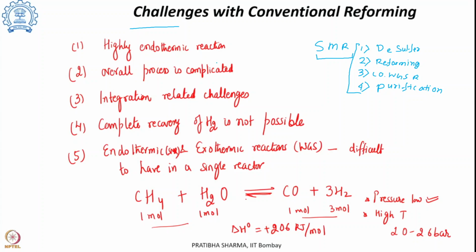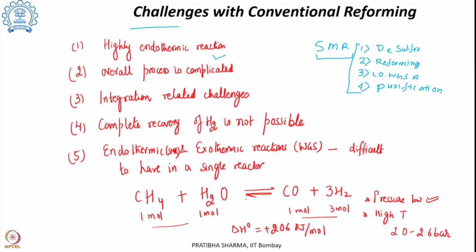Why are we going to study the conventional process, and why are we going to modify this sort of conventional reforming process? It obviously has some challenges, and those are the challenges we are addressing here. By modifying some things we will try to overcome these challenges. Before that, we should know the challenges with the conventional reforming, which means the SMR reactions.